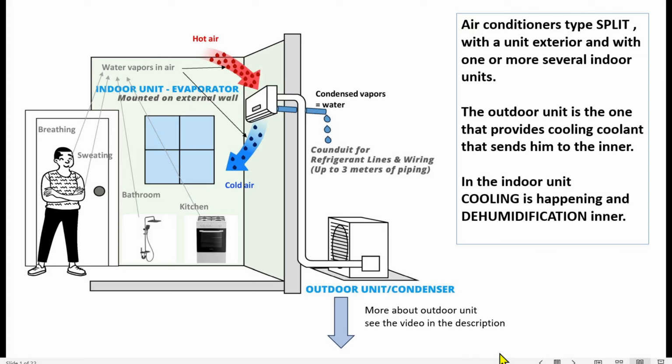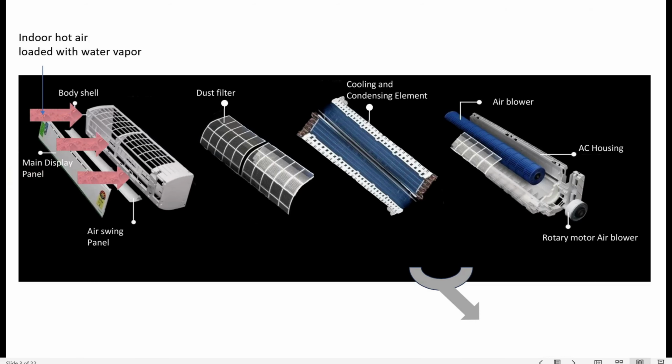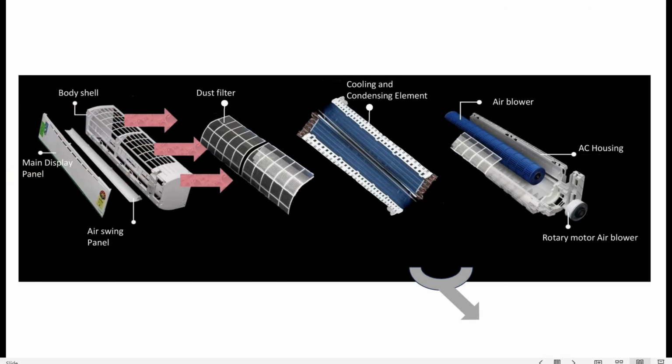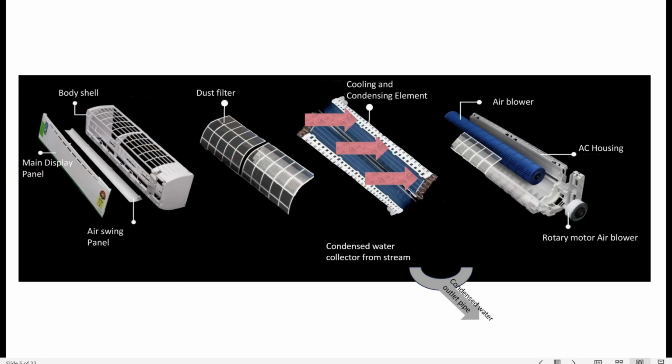In this video, we will see how the cooling and dehumidification of the air is done by split-type air conditioners with an exterior unit and with one or more indoor units. We will see how the cooling and dehumidification of the air is done inside the indoor unit that is mounted on the wall of the building interior.